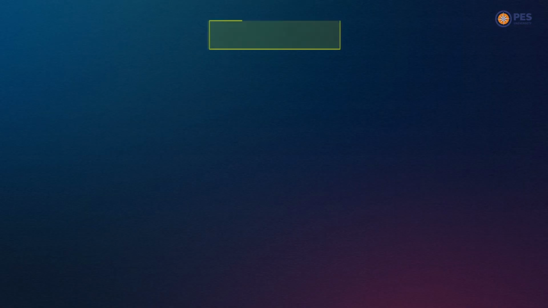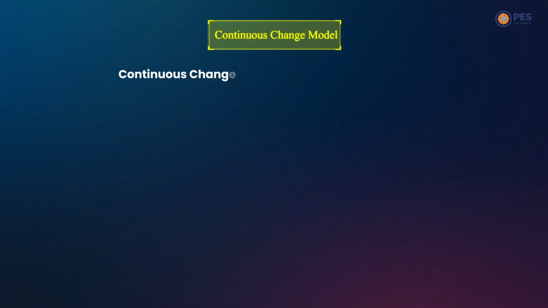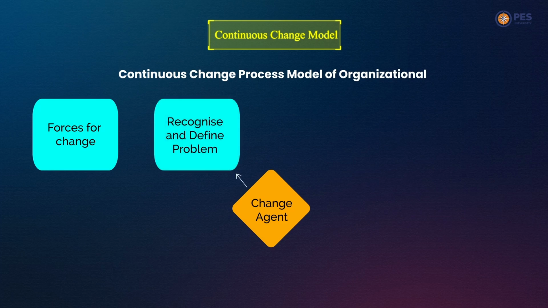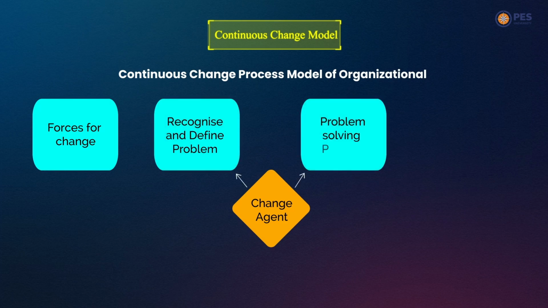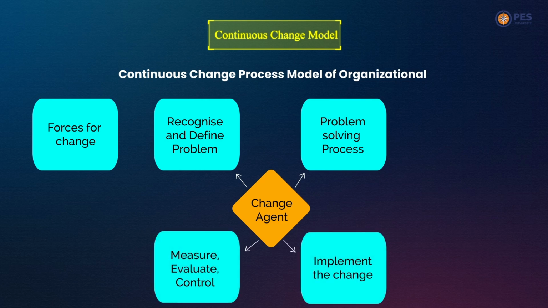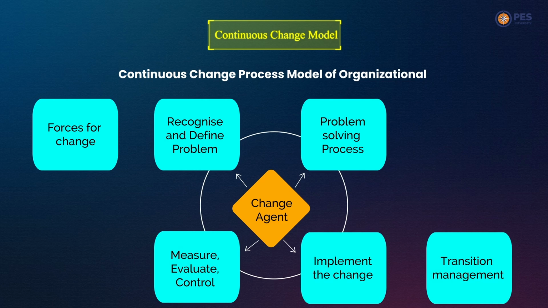Now the process model of organized continuous change is: we have the forces for change. There's a change agent around which things revolve. Recognize and define the problem, then the problem solving process, implement the change, measure and evaluate, control, and then the transition management. So this is the entire loop of how the continuous change model happens.